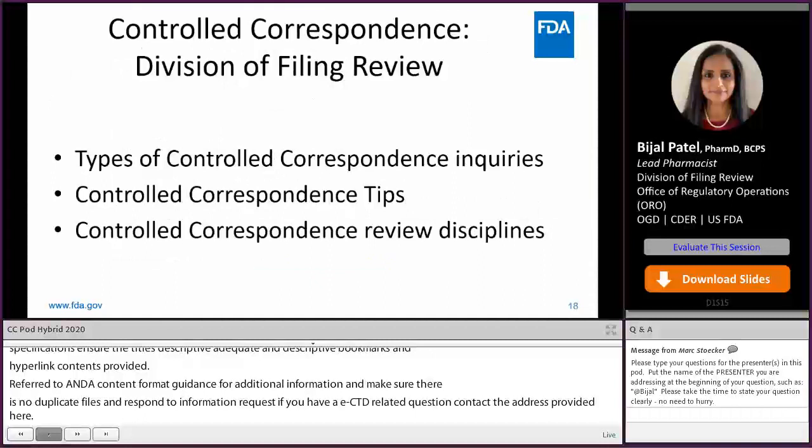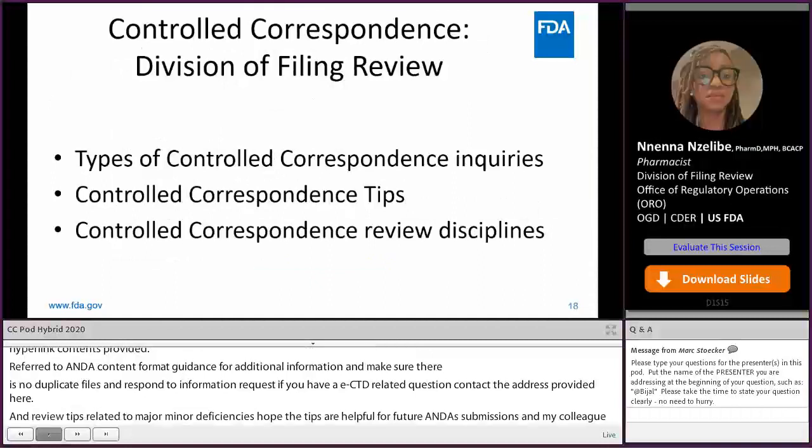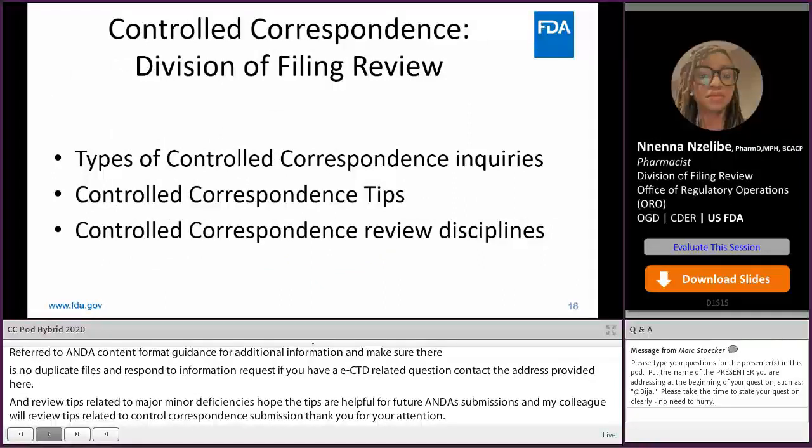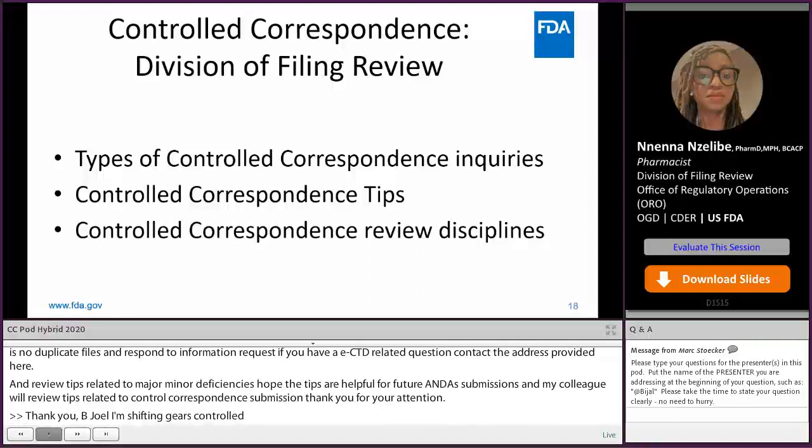Thank you, Bijal. I'm Nnenna Nzelibe, and at this point we're going to shift gears and talk about controlled correspondences. During the course of my presentation, I will go over the types of controlled correspondence inquiries that are handled by the Division of Filing Review. I will also share some helpful tips for the submission of controlled correspondences. And then finally, I will highlight some of the other review disciplines that review and respond to controlled correspondences.